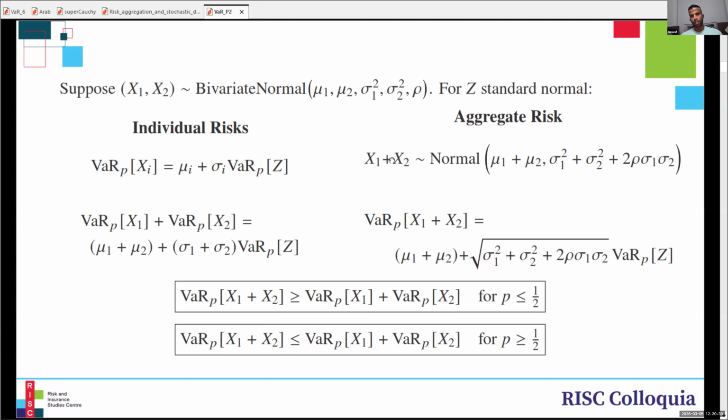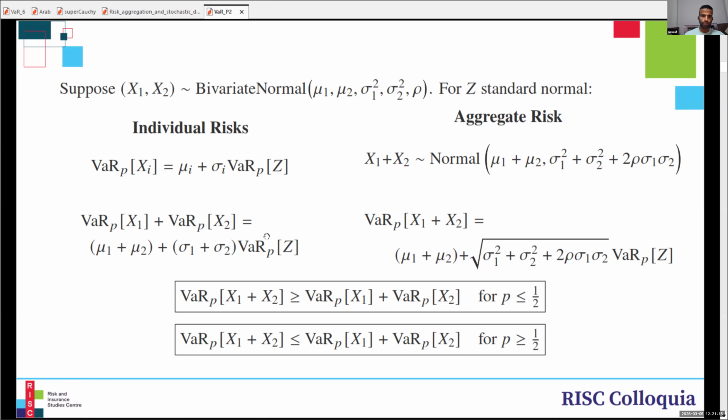Their sum is simply mu1 plus mu2 and then the VaR of z multiplied by the sum of the standard deviations. Now the aggregate risk: we get a normal distribution if we add two normal random variables, even if they're dependent. The mean of the new normal is mu1 plus mu2, while the variance is sigma 1 squared plus sigma 2 squared plus 2 rho sigma 1 sigma 2. And now we can calculate the VaR, which is simply mu1 plus mu2 plus the square root, because now we want the sigma of that x1 plus x2. The sigma of it is just the square root of its variance times the VaR of the standard normal.